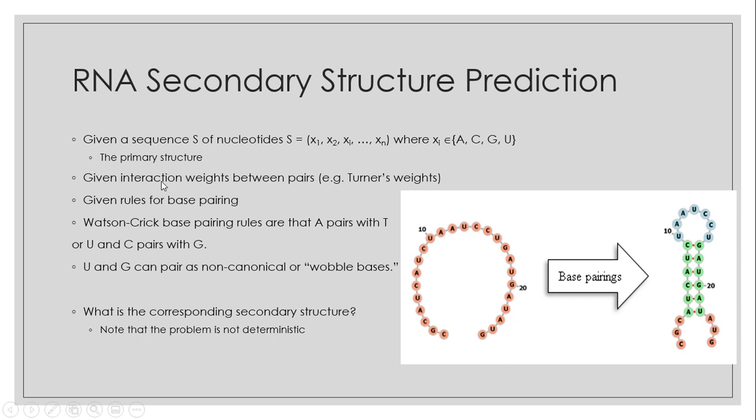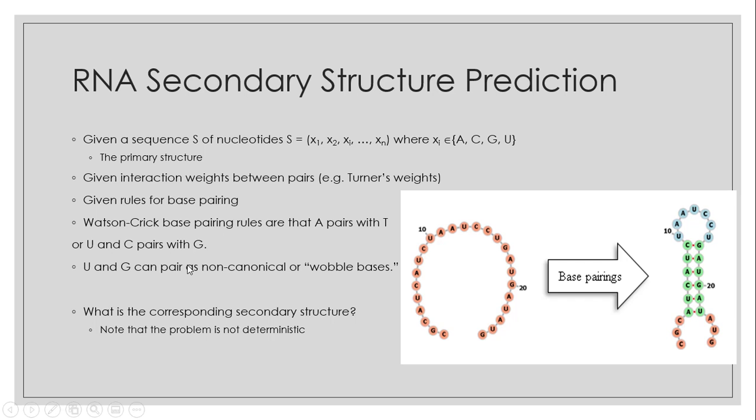And then we are also given interaction weights between pairs. I will discuss these later on in the slides. So this is just telling you what the energy associated with the pair A and U, or C and G is, and these are called the Watson-Crick base pairs. So there are some set rules for base pairing that we are going to use. So we are going to allow that A pairs with T, A pairs with U, and C pairs with G.